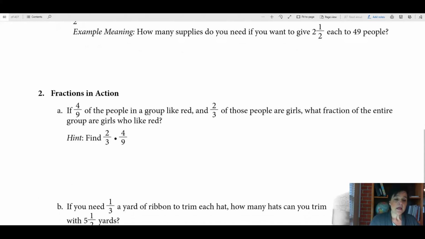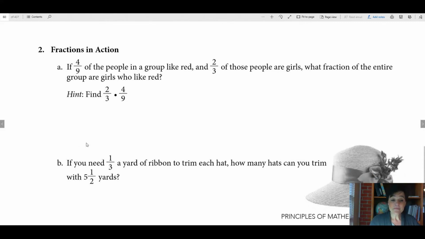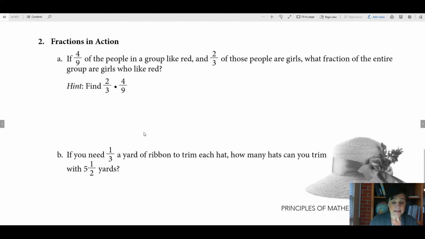So on number 2, A and B, you're given a problem. And then on this one, they tell you the actual equation. So you just work that equation, okay? But it's multiplication, so remember, you just multiply across and then simplify. All right? Now this, they give you the problem, but you need to write the formula. Not the formula, the equation.